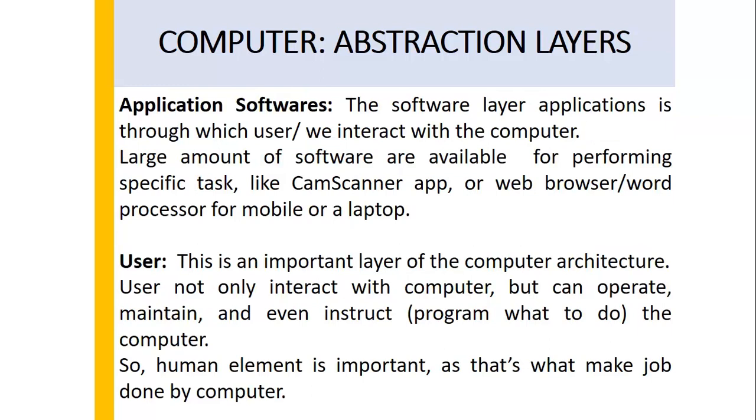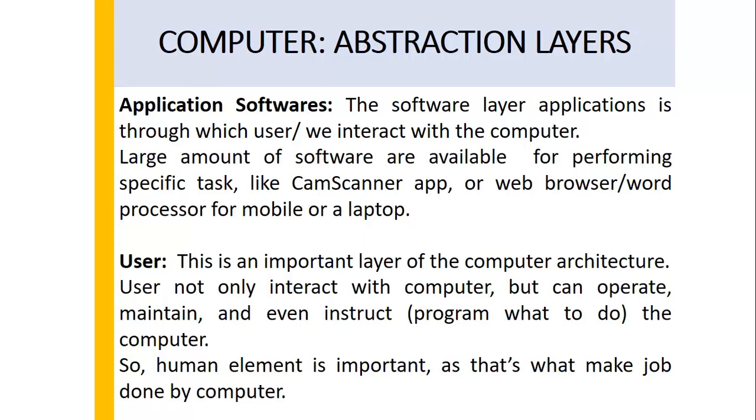Then we have application software that we talked about. The application software layer is through which the user interacts with the computer. A large amount of software is available for performing specific tasks, like a CamScanner app, web browsers like Google Chrome, or word processors for mobile or a laptop.